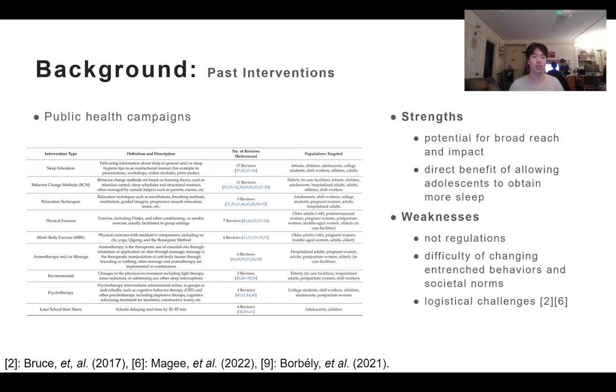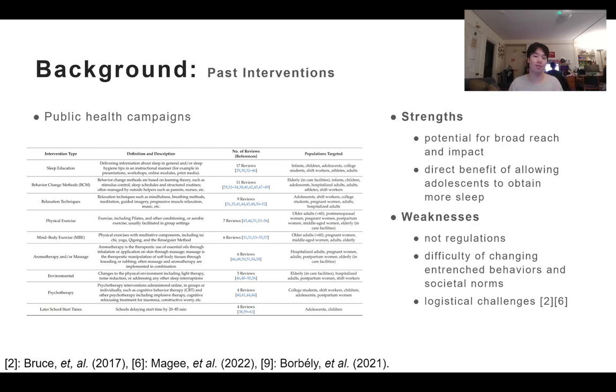There are some past interventions that have been done to try to tackle the problem. We have some public health campaigns, such as sleep education and behavior change methods, which you can see on the slide, and some of them are pretty helpful. Their strength is the potential for broad reach and impact, because they target everyone and everyone has access to these resources. And there are also later school start times. They have the direct benefit of allowing adolescents to obtain more sleep, but whether they go to sleep is up to themselves. We only give them the choice of getting more sleep, so sometimes it's not that helpful.